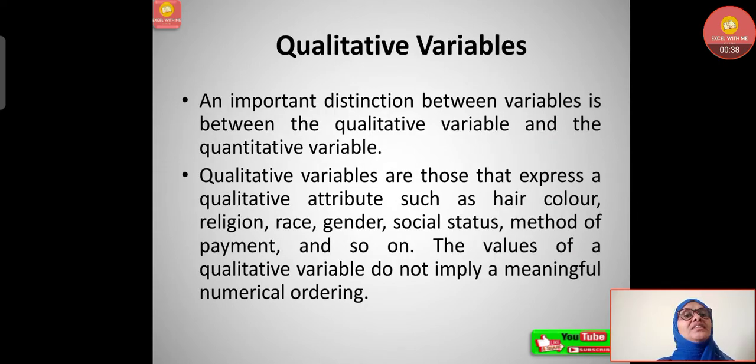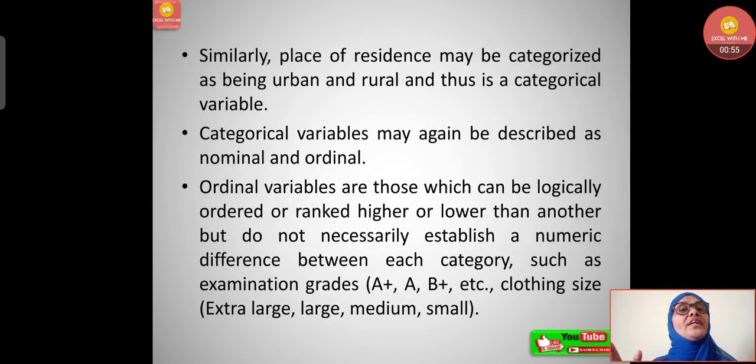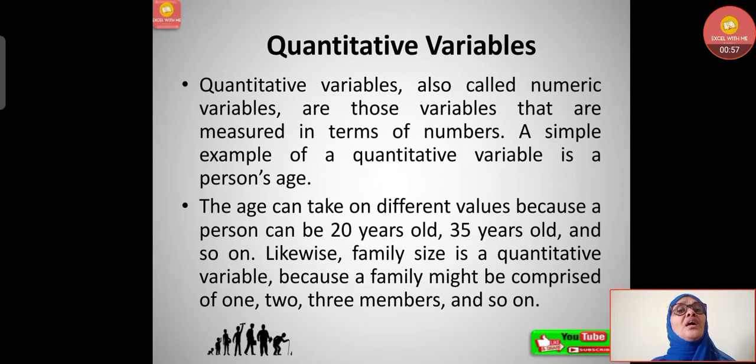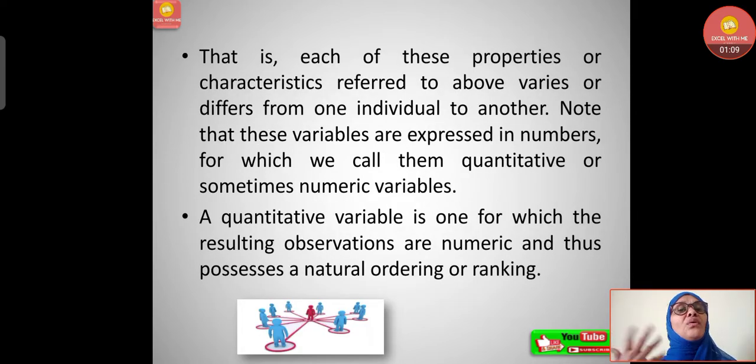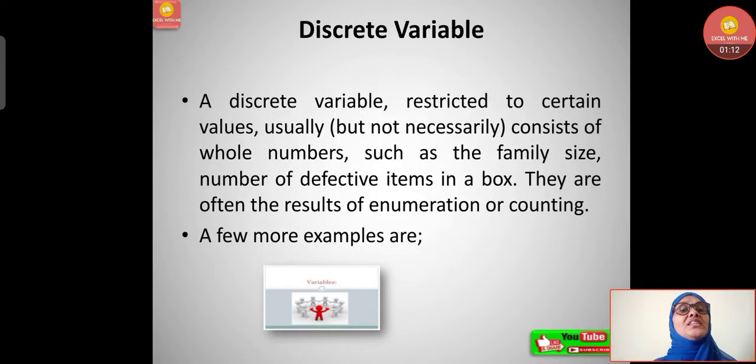Let's quickly understand all the variables in one go. What are the qualitative variables? They express qualitative attributes such as hair color, religion, race, gender, social status, method of payment and so on. Then quantitative variables are called numeric variables. A simple example of a quantitative variable is a person's age. Likewise, we can take all the other things also.